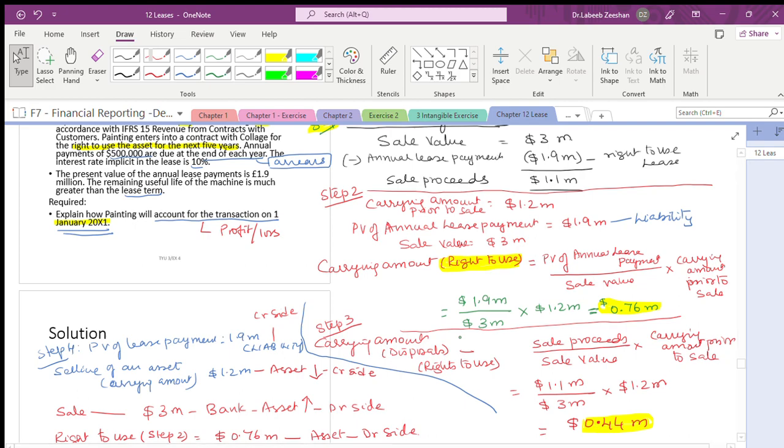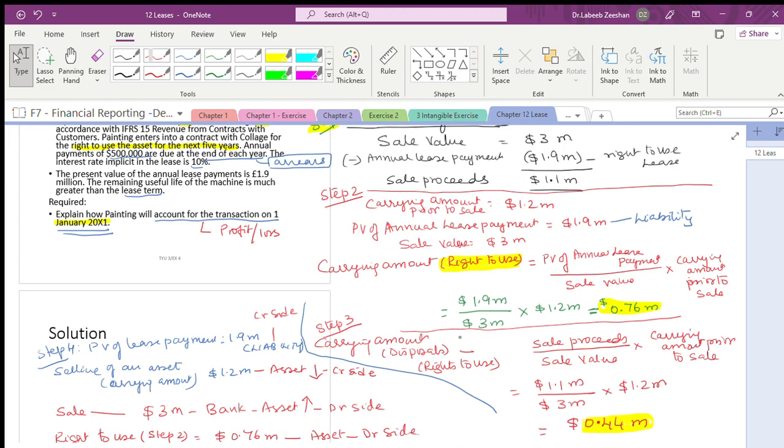You are selling the asset for how much? 3 million. See, it's not like that. You are selling the asset for 3 million, but you are taking it on a lease back. You sell the asset for 3 million, you get it on lease back, but what is the amount you have to pay as lease payments? 1.9 million. How much amount of cash will you have with you? You will have a cash of 1.1 million. This is step number 1.